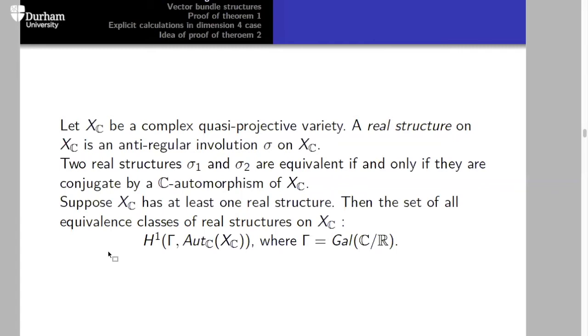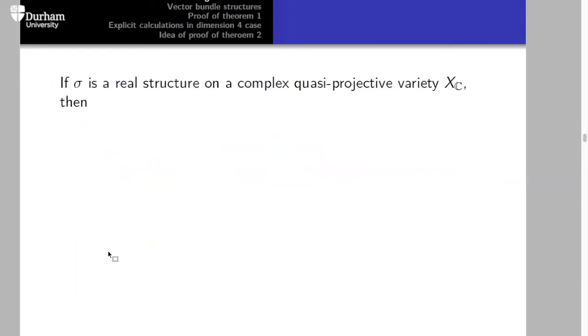In our case, S^2 cross A^2, the automorphism group is huge, and it's very hard to see using that structure if 2 real structures are the same. So we're going to do something else. So, the relationship between the real structure and real forms.